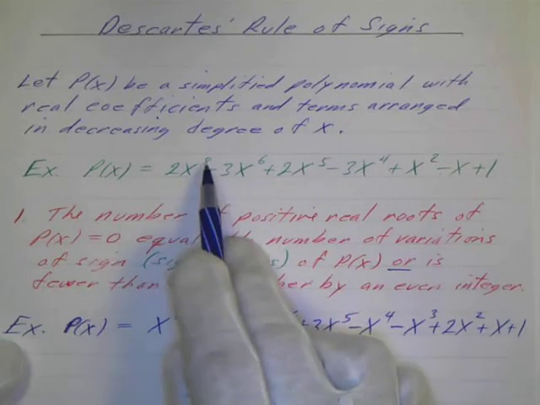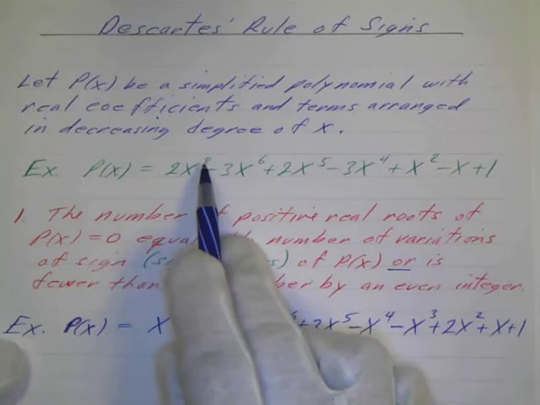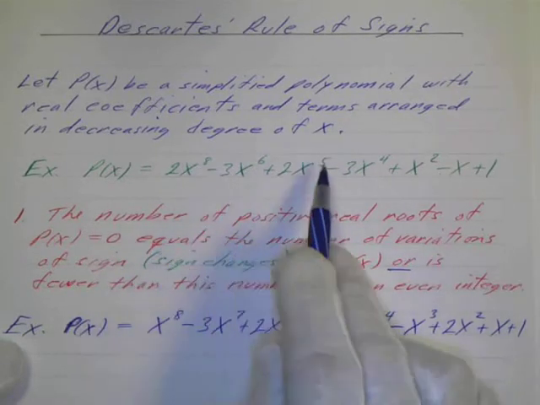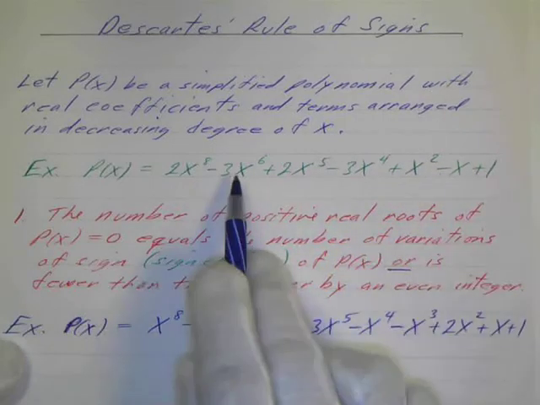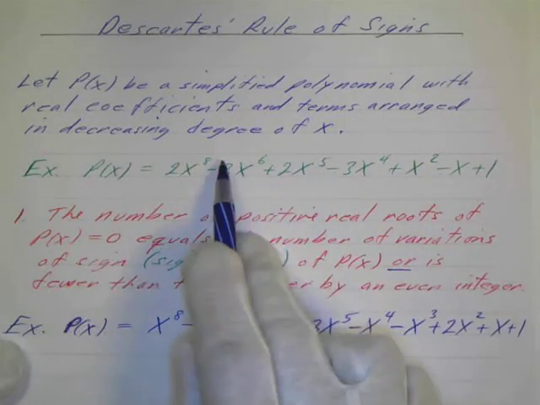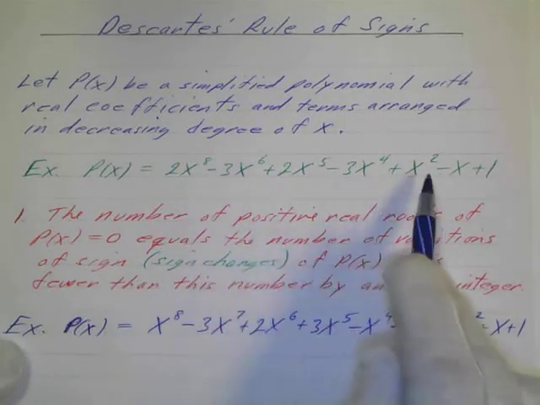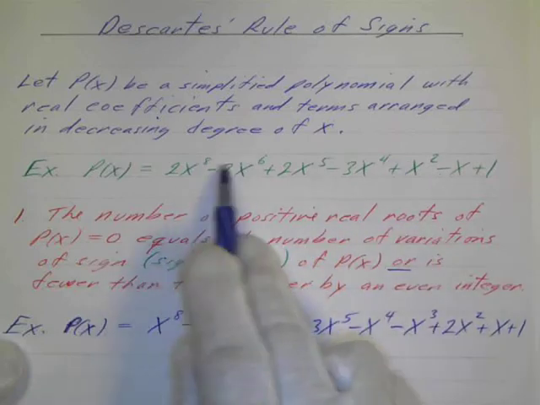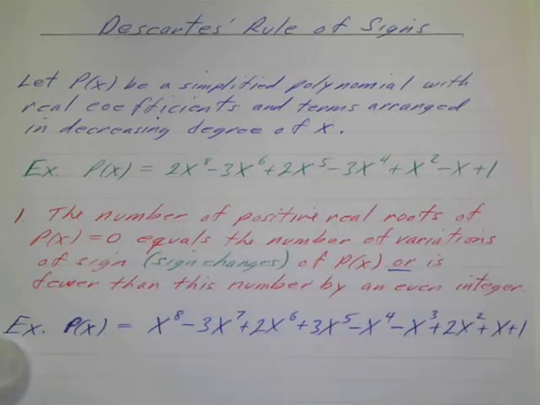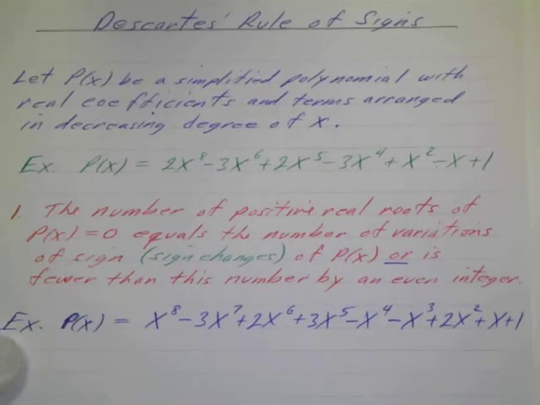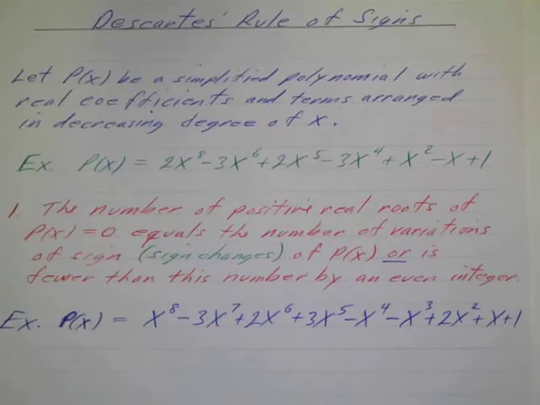So here's descending degree. In other words, this is the 8th power or 8th degree, 6, 5, 4, 2, 1. You don't have to have all the powers. We're missing in this case a 7, and I guess a 3, but the powers you have must be in descending order. Okay, so these are the parameters.